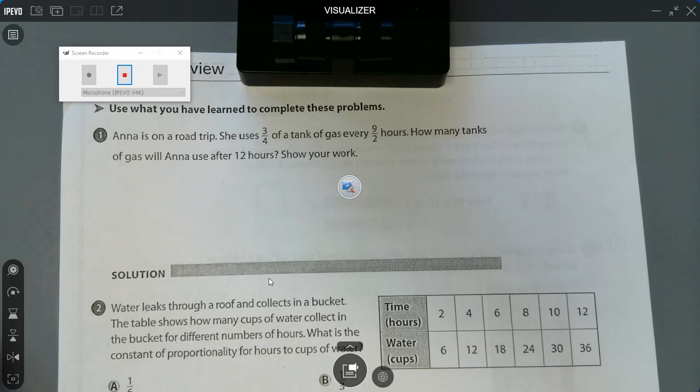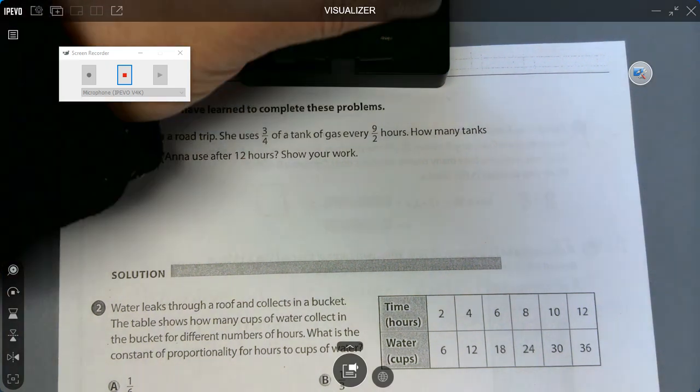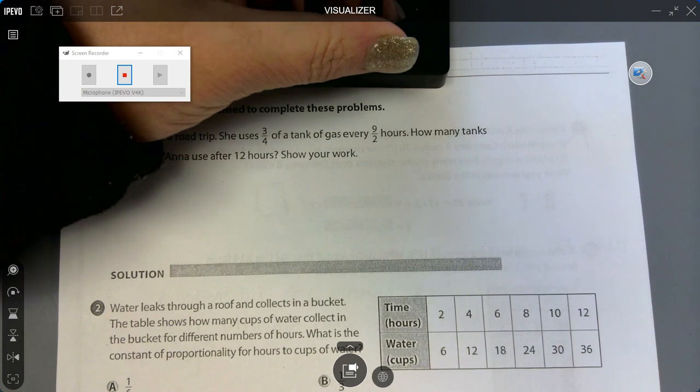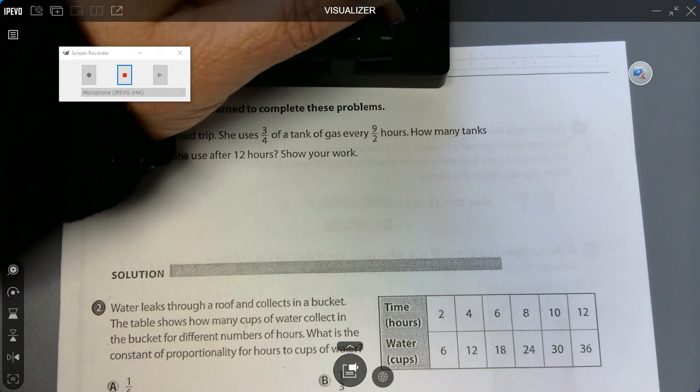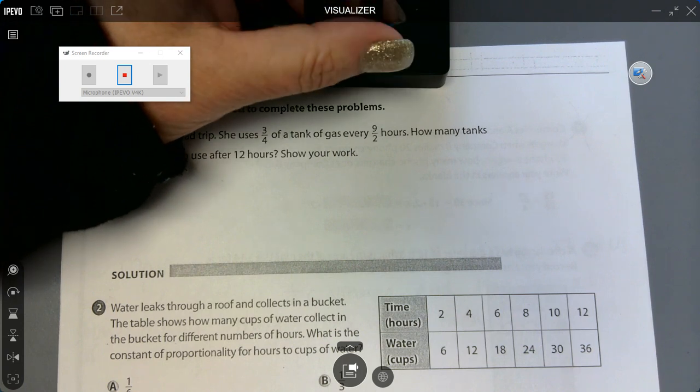First problem says this. Anna is on a road trip. She uses 3/4 of a tank of gas every 9/2 of an hour. How many tanks of gas will she use after 12 hours? Did anybody get an answer? What did you get? I got 2 tanks. You got 2 tanks? Did anybody get something different? 6 tanks. 6 tanks, all right. Anybody get something different than 2 or 6 tanks of gas? I got 3 and 5 tanks.